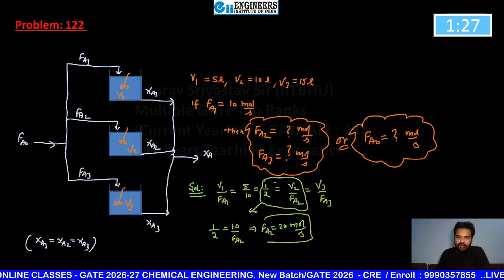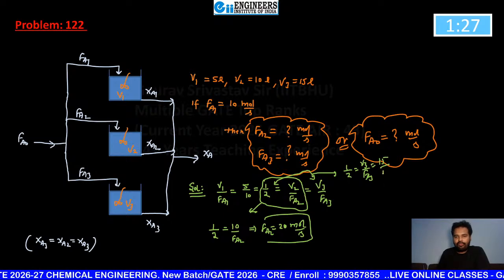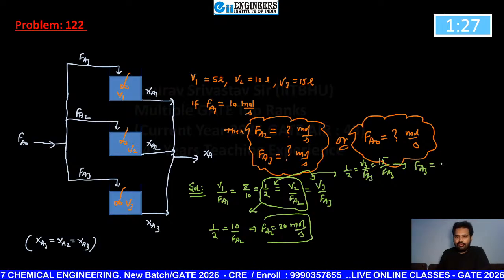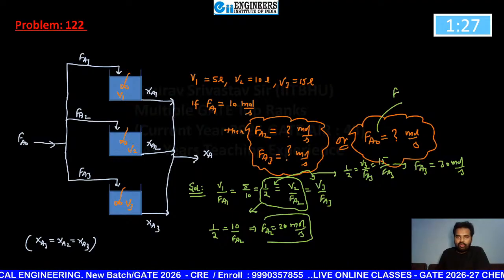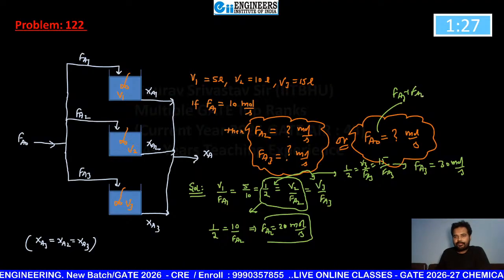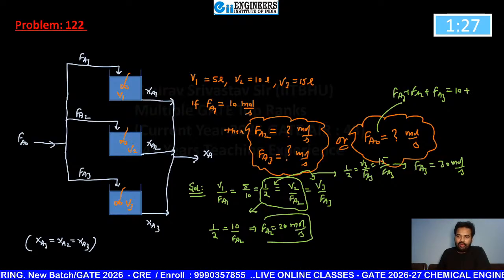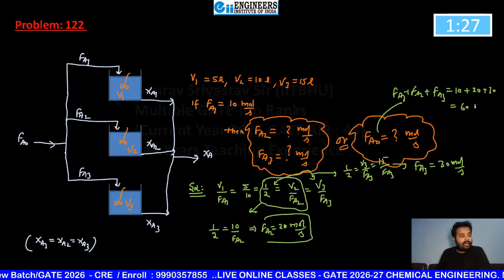And by solving these two, 1 by 2 is equal to V3 by FA3, and V3 is 15. So 15 by FA3. Clearly after solving, FA3 will be 30 mole per second. If they are asking about FA naught, this equals FA1 plus FA2 plus FA3. So 10 plus what was FA2? 20, plus 30. It's 60. I hope everyone is crystal clear.